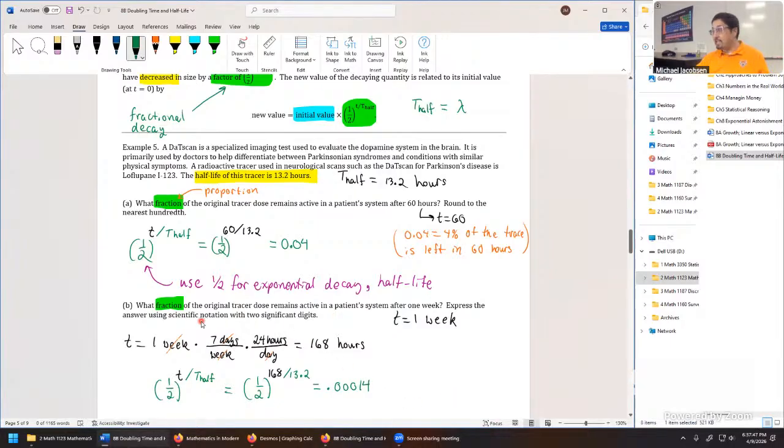But we also want to write this in scientific notation, so that's going to be our next step. Re-express this as 1.4. That's a decimal shift to the right of 1, 2, 3, 1, 2, 3, 4 places, just double checking there. So that means we have to multiply by 10 to the power of -4. So this is the amount or the proportion or the fraction of the original tracer, if you use the original language, remaining after 1 whole week.